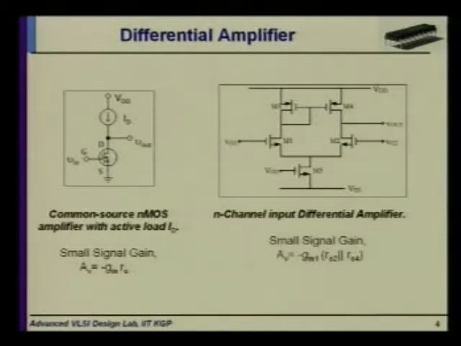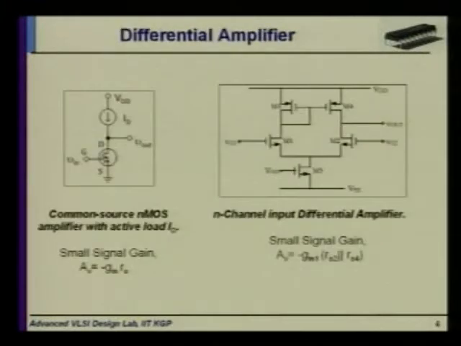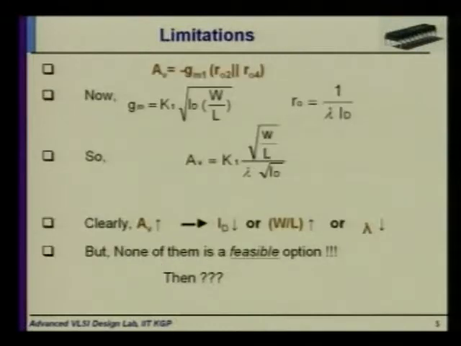If we want to increase W by L, then we have to increase W. And if we want to decrease lambda, lambda here means that of M2 and M4, that is ro2 parallel ro4. So lambda is associated with those two transistors, and in the laboratory you have already seen that lambda is inversely proportional to length L. So if you want to decrease lambda, we have to increase the length.